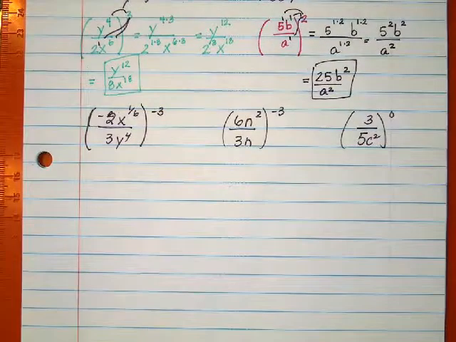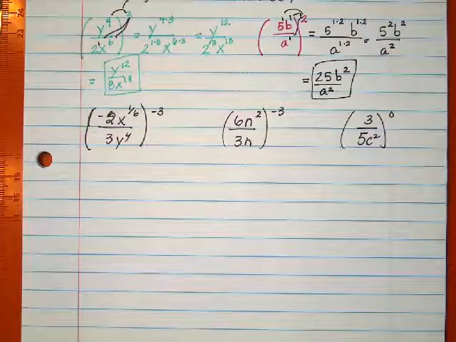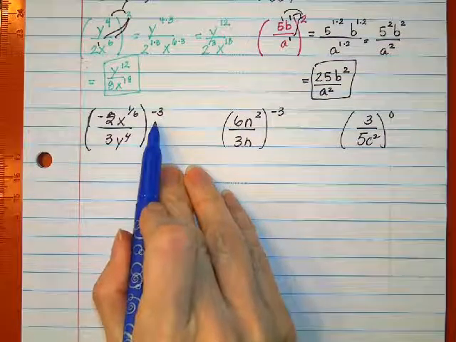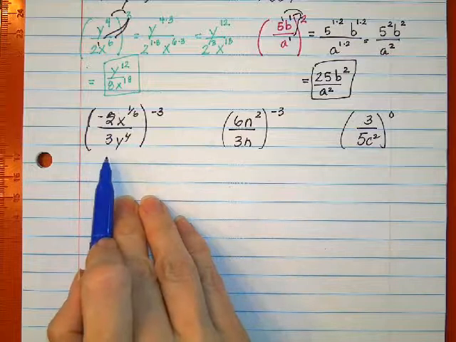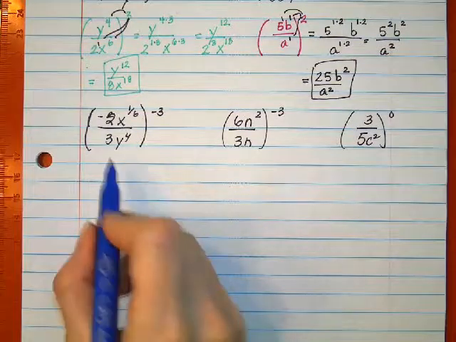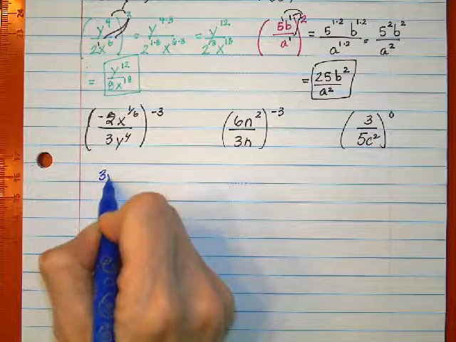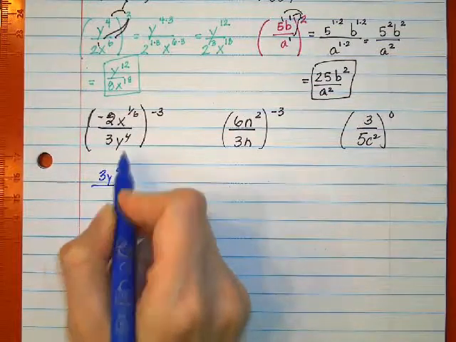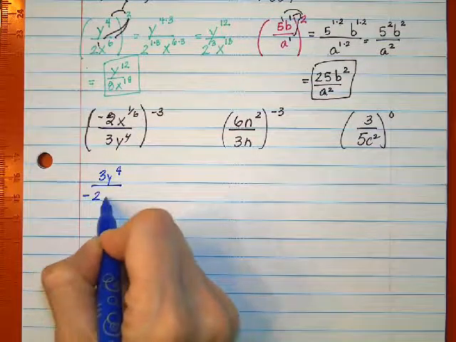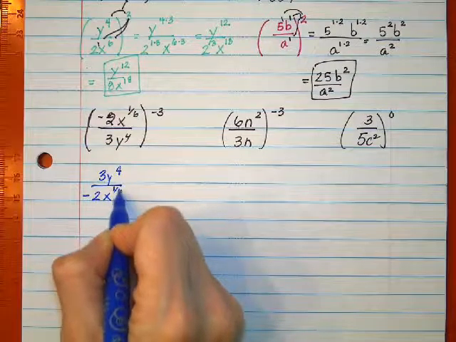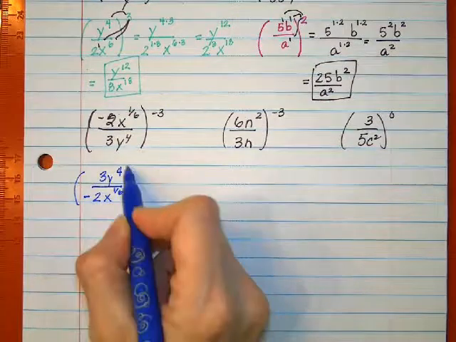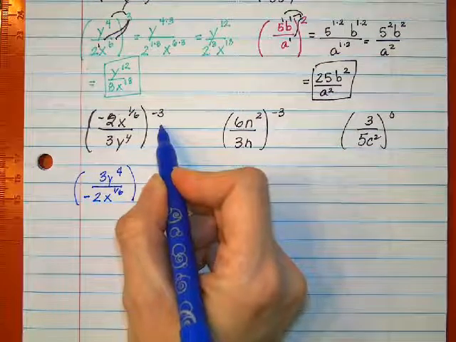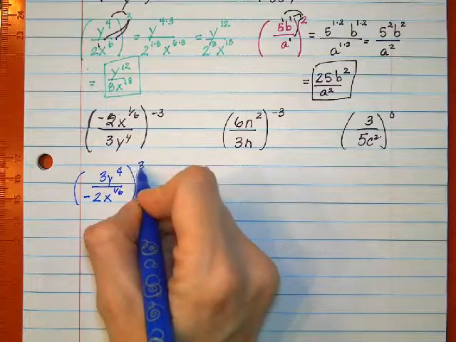All right, so again, we have a negative exponent out here. So Amaya, what must I do to get rid of this negative exponent? That's correct. I'm going to take the fraction inside and I'm going to flip it. So what's on the denominator, which is 3y to the 4th, will go to the numerator. And what's in the numerator, which is that negative 2, x to the 1/6, will go on the bottom down here. All right, and once I do that, Amaya, what happens to this exponent? That's right, it becomes a positive 3.